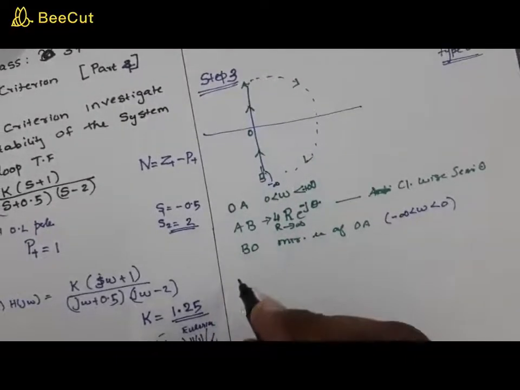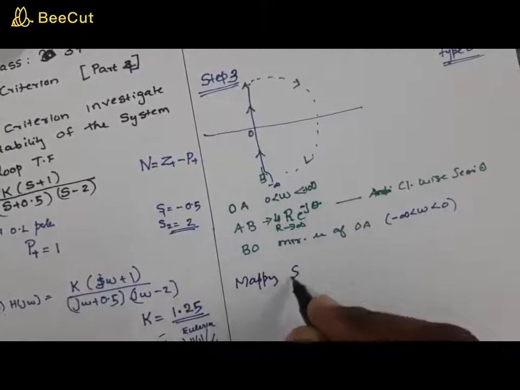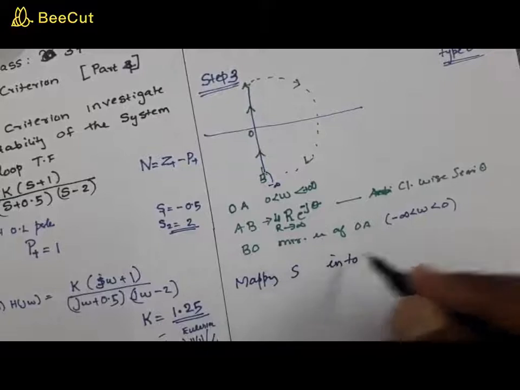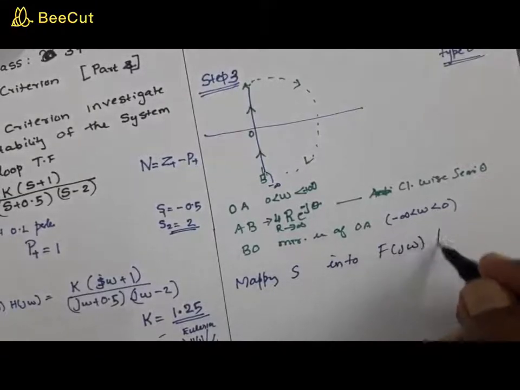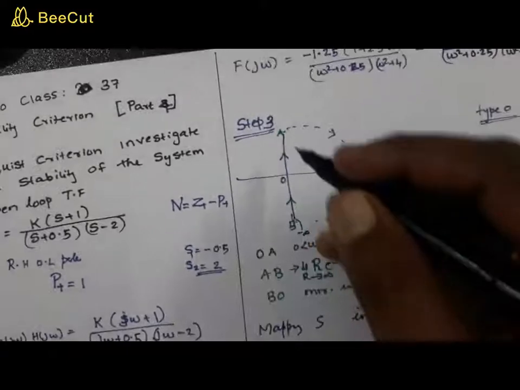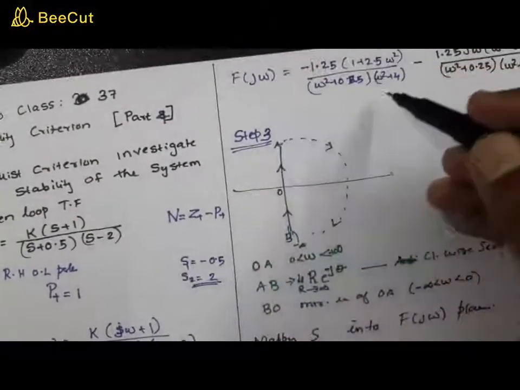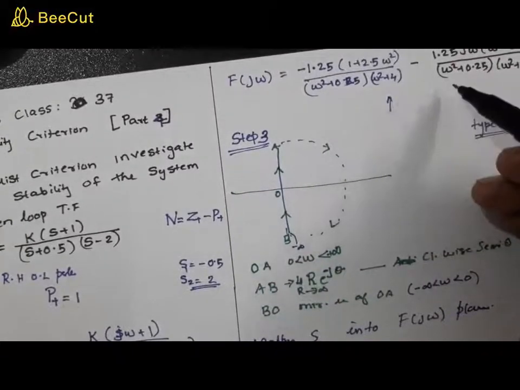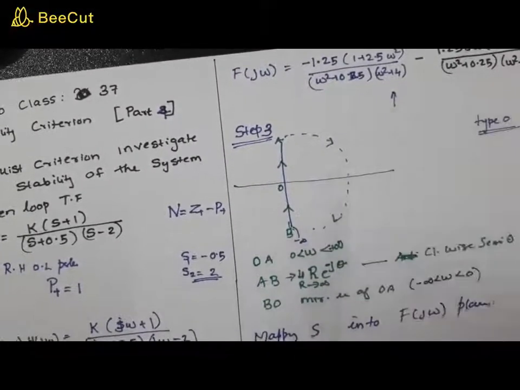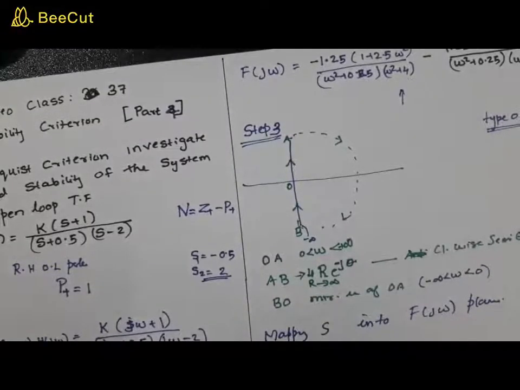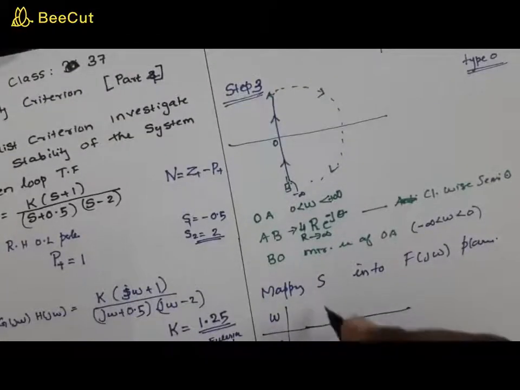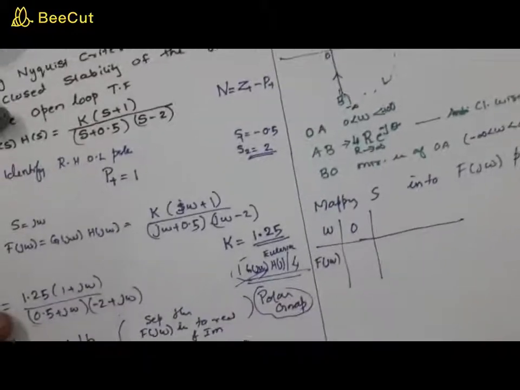Okay, so that's the next step, that is mapping these s segments into your F(jω) plane. By mapping, we will be substituting the values at each point in this equation, which is in the Cartesian or rectangular representation. So we are going to plot some values of ω and F(jω). First of all, I am going to put 0.